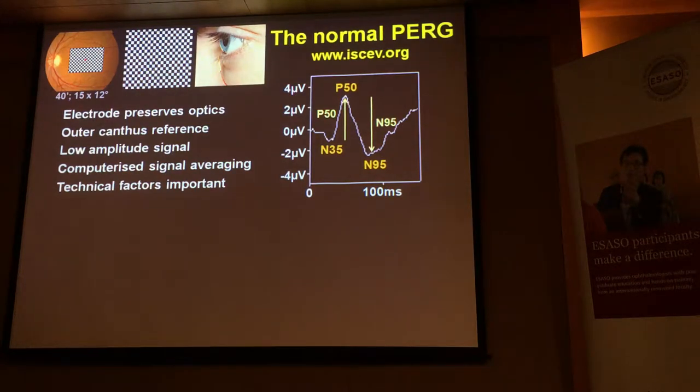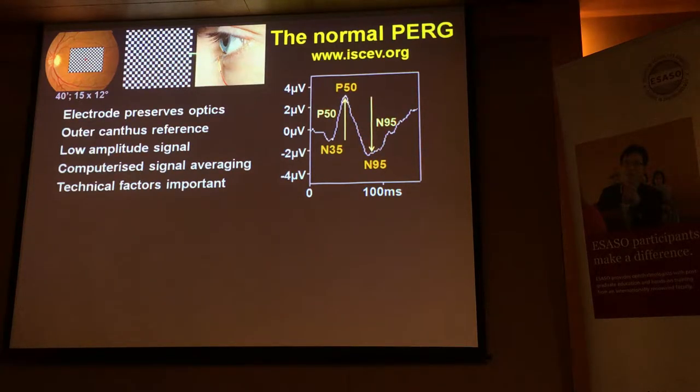The full field ERG is normal in diseases of the macula. So if the macula alone is involved, the full field ERG is completely normal. If you want to find out the cause of somebody's visual acuity loss, the full field ERG will never answer that question. So you need to be able to test the macula separately. And there are two ways of doing that.